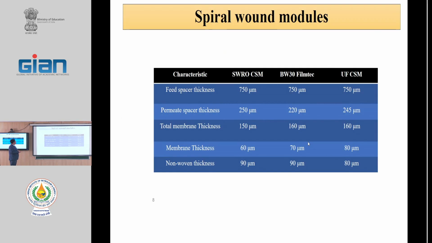Permeate spacer thickness, you see this amount, and the total membrane thickness with non-woven, polysulfone and polyamide layer is about 150 micrometers. Usually the non-woven thickness is this one, and the polysulfone thickness is this one. The sum of these is this number.